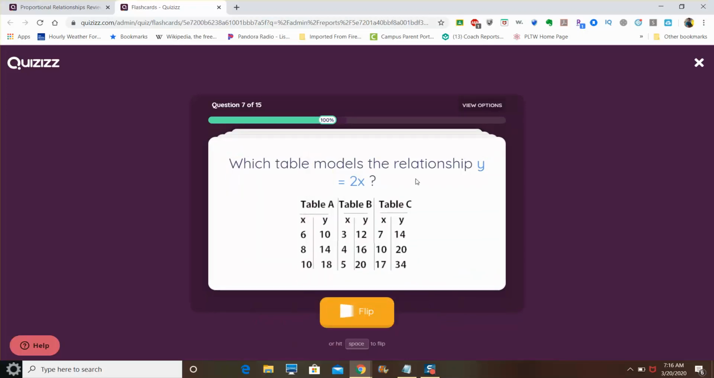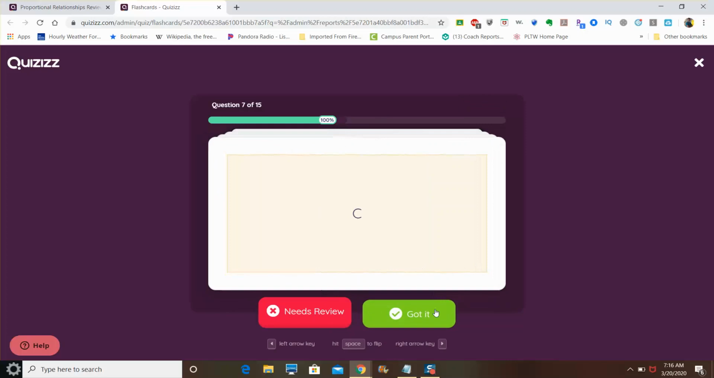Okay, next question, which does have tables. Which models the relationship y equals 2x? So table A, B, or C. Which relationship has the y that's twice the value of the x in every row? If I look at table C here, it says 7 to 14, so 7 times 2 is 14, 10 times 2 is 20, 17 times 2 is 34. So table C is the correct answer there.